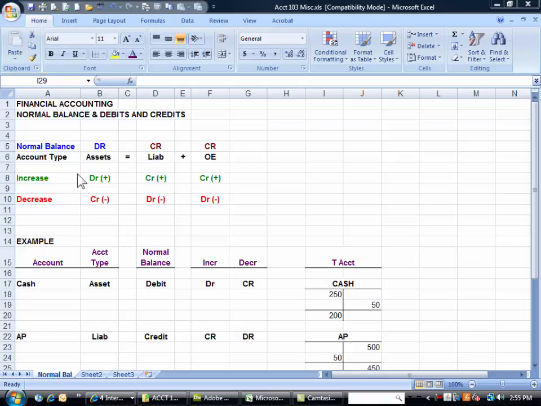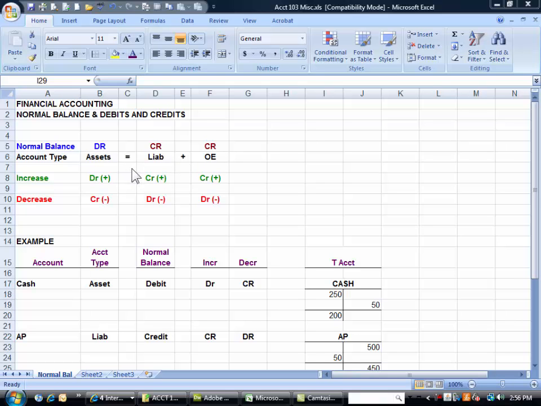As you learned in the first couple of chapters, the accounting equation says that assets equal liabilities plus owner's equity. So different account types have different normal balances. For something to balance, like an equation, each side needs to be the same. So assets are debits, liabilities and owner's equity are credits.